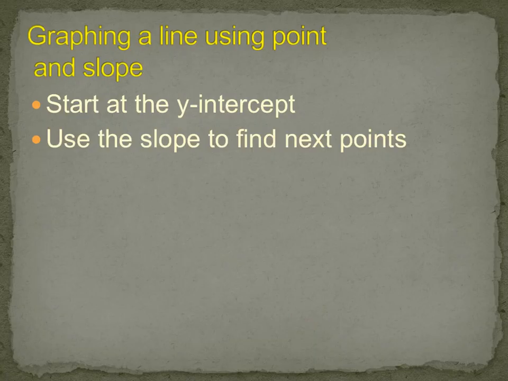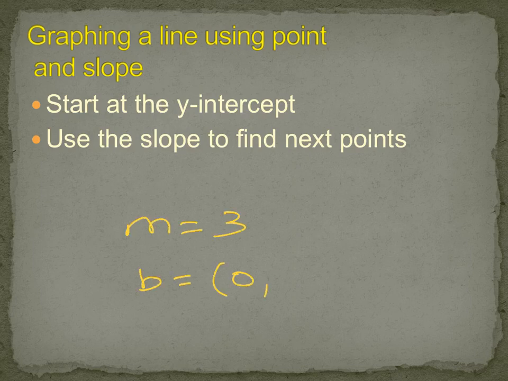All right. Graphing a line using point and slope. So if I gave you an equation that had point and slope, or it actually has m equals 3 and b is (0, 4), then you're going to start at the y-intercept on the y-axis and then use the slope to find the next points.